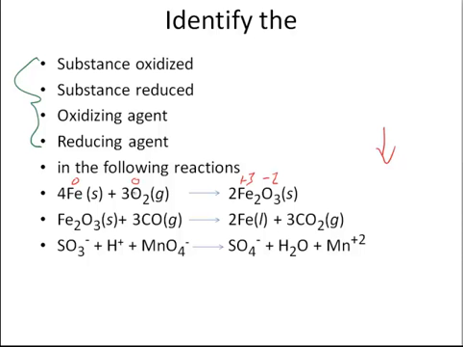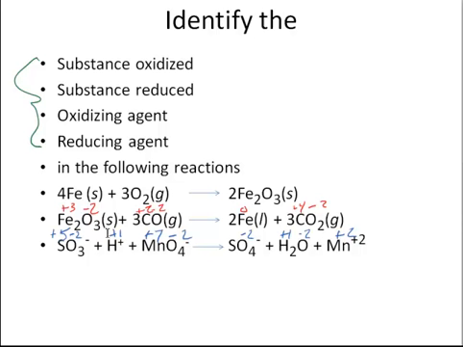Well, iron gets oxidized, so therefore it must be the reducing agent. And oxygen gets reduced, therefore it must be the oxidizing agent. Does that make sense? We'll try the next two and see how you do. Alright, so look at those numbers, if you can read my writing, and see if that's what you've got.